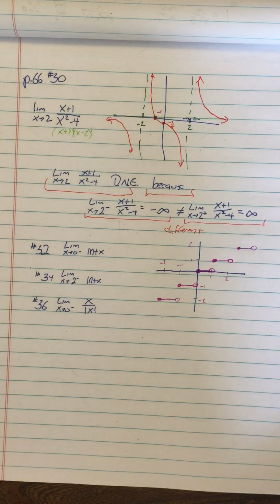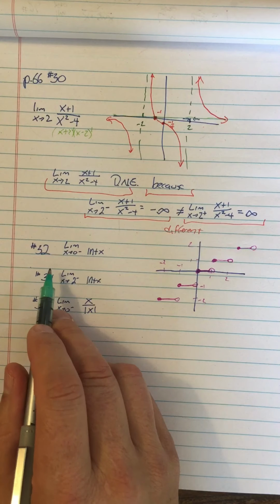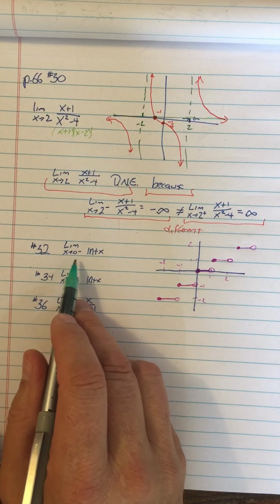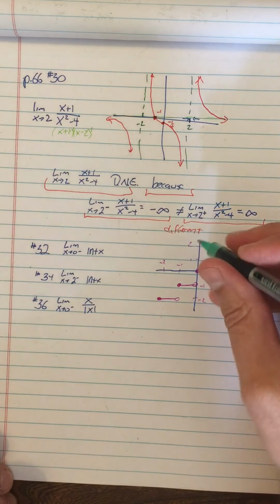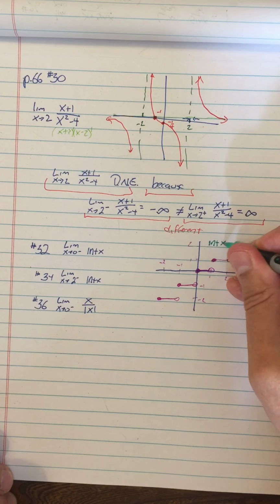Once you understand the graph, answering these questions is easy and really requires no justification because there's nothing to justify. So when you're looking at the answers in the book, just make sure you understand why those answers are what they are for number 31, 33, and 35. All right, so on 32, it says the limit as x approaches 0 from the left of int x. This is our function int x over here. I forgot to label it.